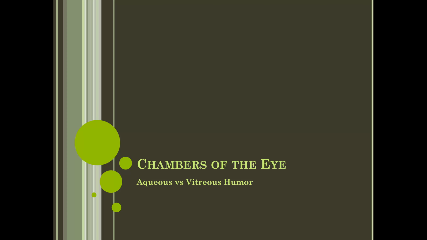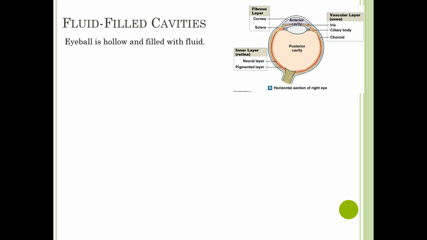In this section, we're going to talk about the chambers of the eye and differentiate between aqueous and vitreous humor. So the eye is actually a hollow and fluid-filled cavity. So there are a couple of cavities within the eye that are filled with fluid.